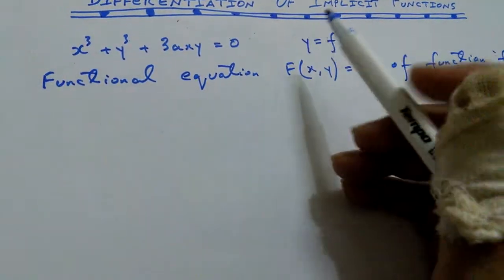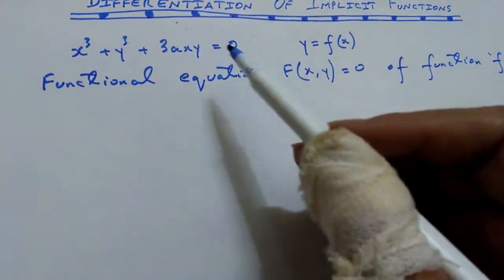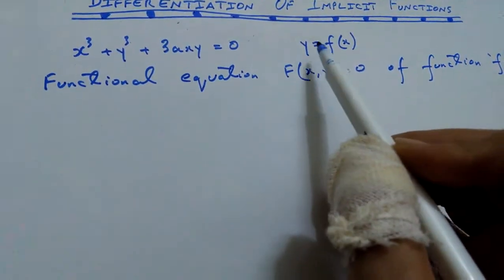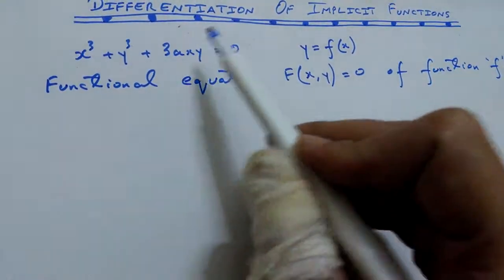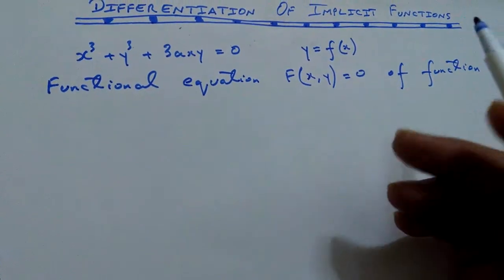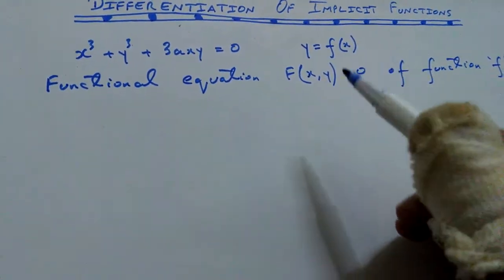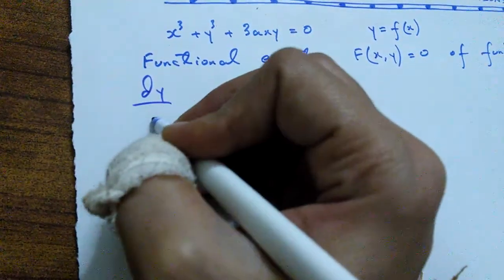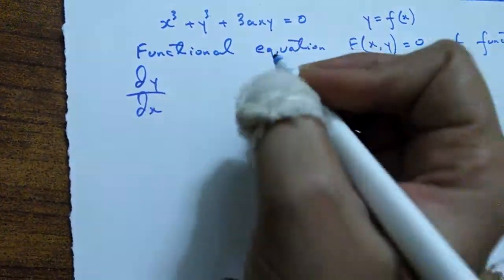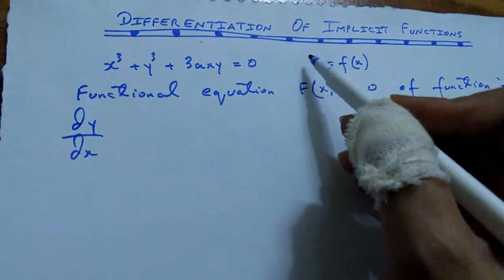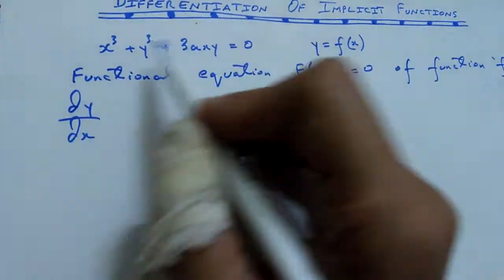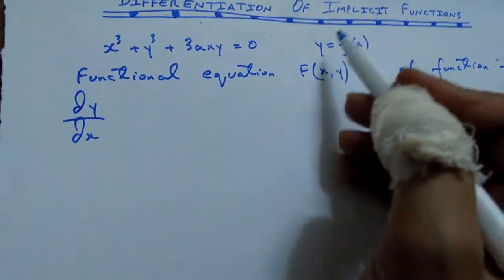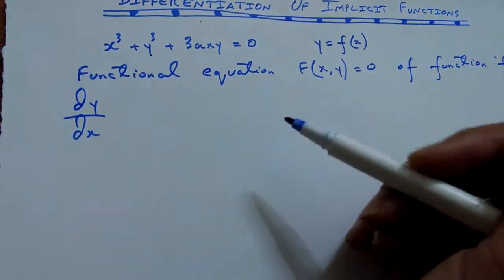Okay, so now the question arises: once it's not possible for us to separate y from this equation and express it in this form, at least it is possible for us to find its derivative, meaning the derivative of y. Though we are not able to transform or express this equation in this form, at least we can find the derivative of this y.